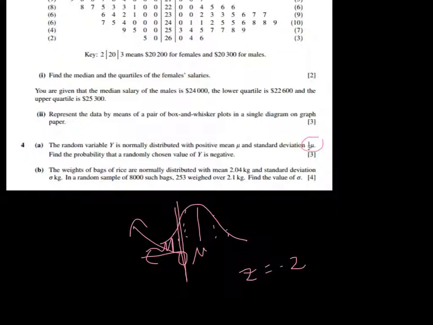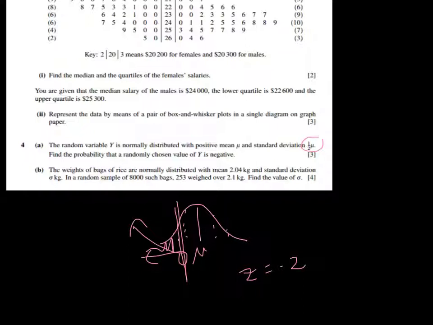And then for part B, rice, yay. So they're normally distributed, which is all good. They tell you that they've got this random sample, and they found in that 253 weigh over 2.1 kilograms. So all they're trying to do is make you do a little tiny bit of maths, which is basically to turn that into a percentage. So what percentage weighed over 2.1 kilograms? And then it just becomes an inverse normal question.